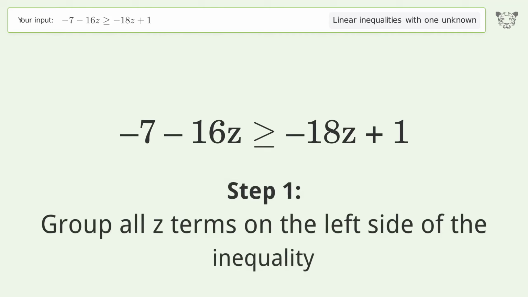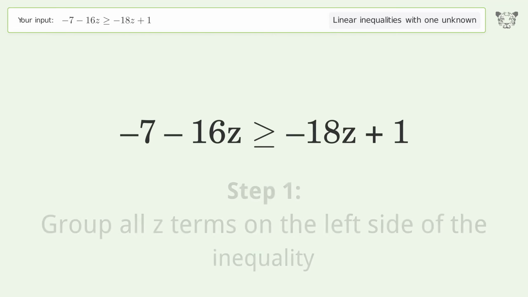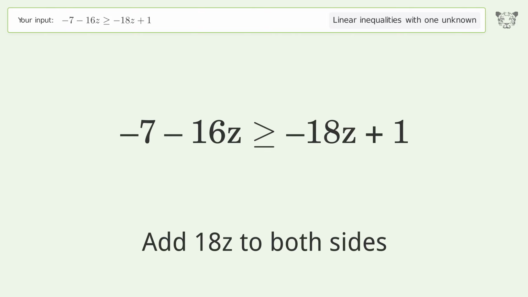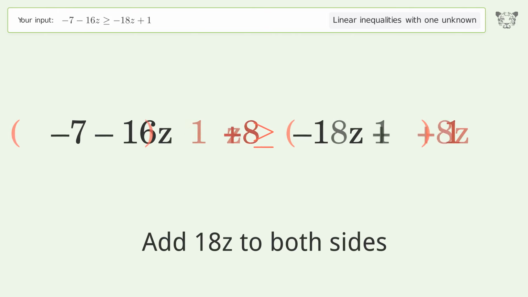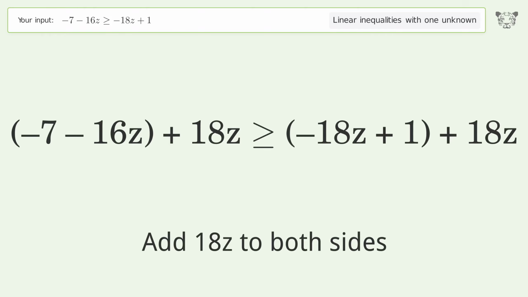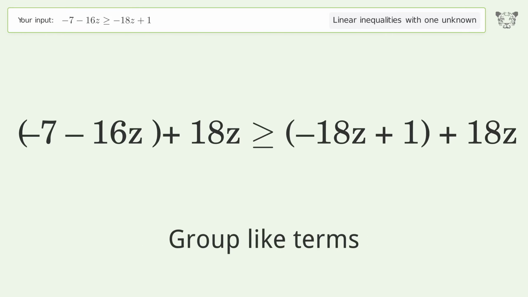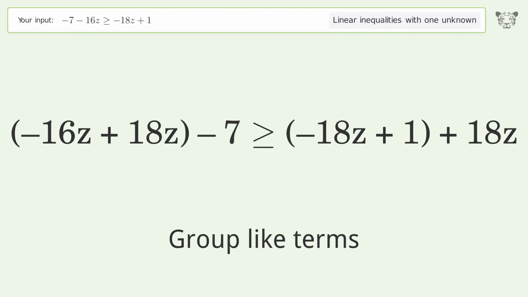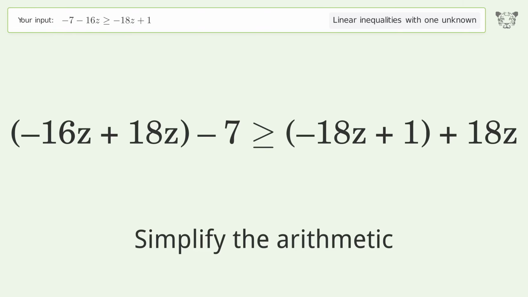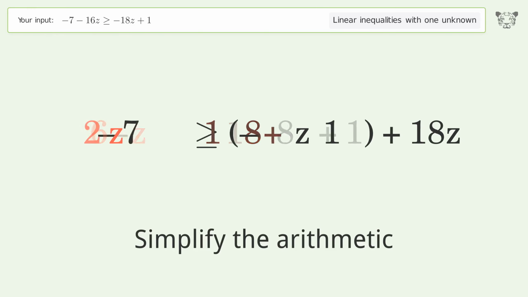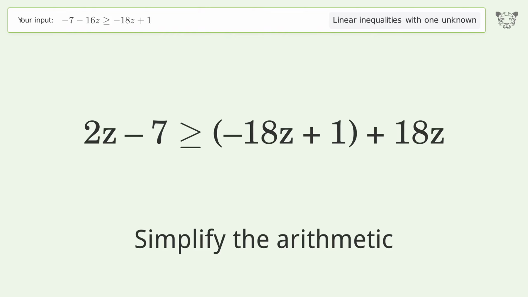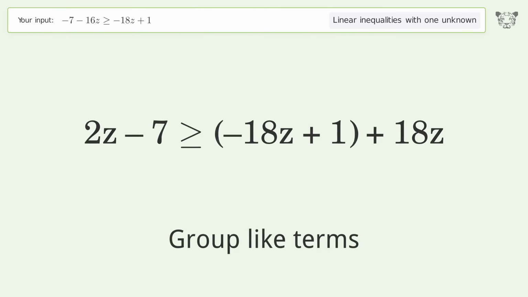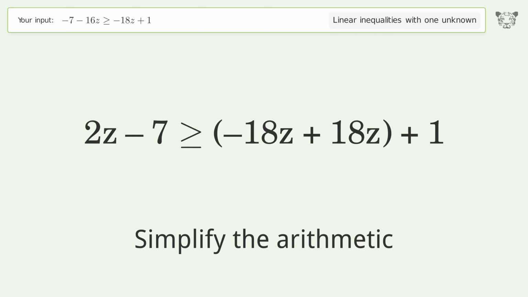Group all z terms on the left side of the inequality. Add 18z to both sides. Group like terms. Simplify the arithmetic. Group like terms. Simplify the arithmetic.